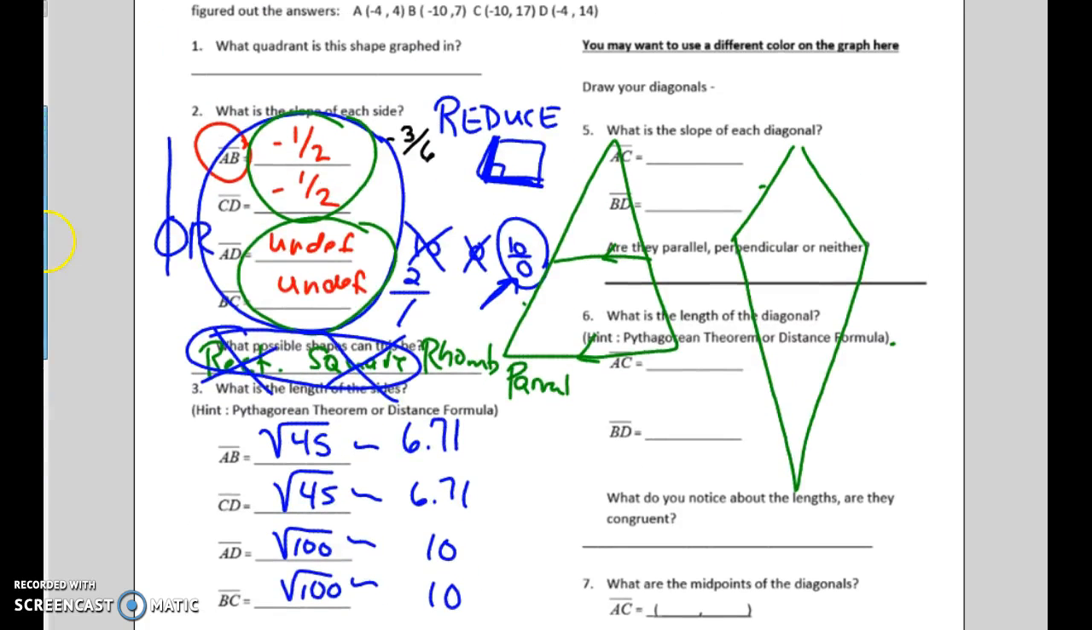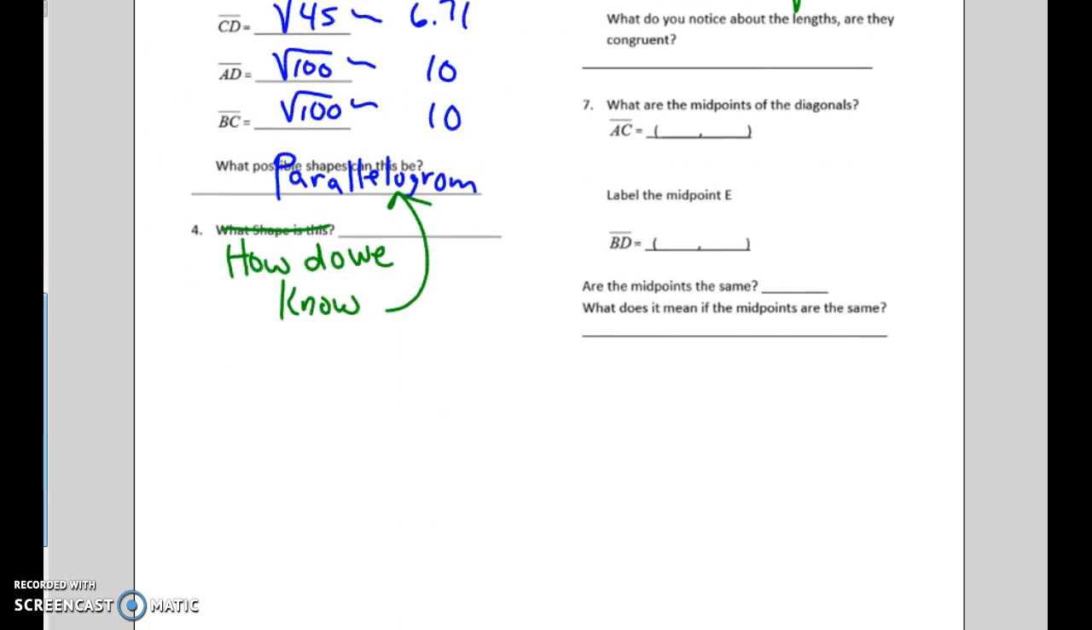Right here, we already know it's a parallelogram. That's what we narrowed it down to. Right here, I want to know what are the 3 things. How do we know that it's a parallelogram? Well, go back up here to the top. What's the first thing we looked for? Parallel, right? So how many slopes were the same? The first thing we looked for is the same slope, and that told me how many pairs of parallel lines I had.